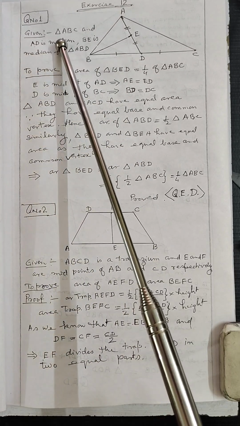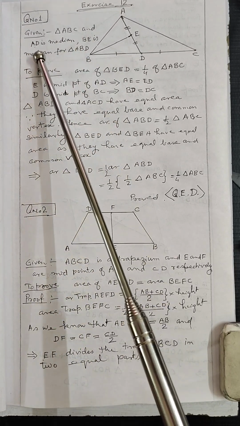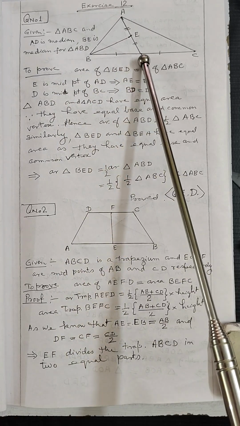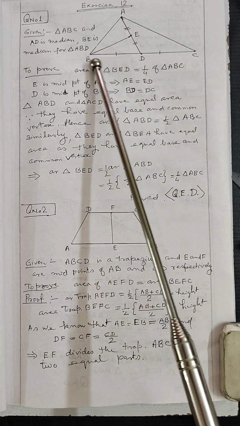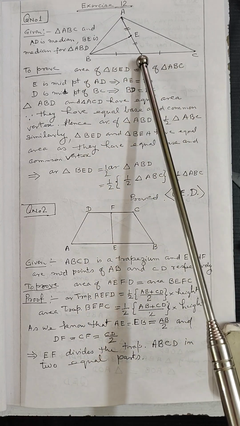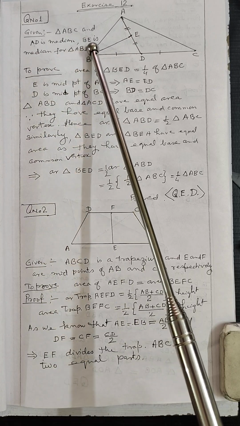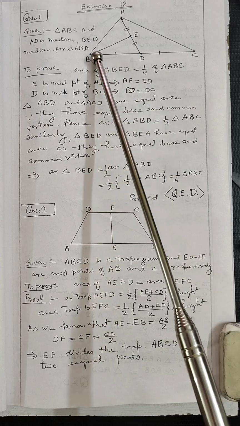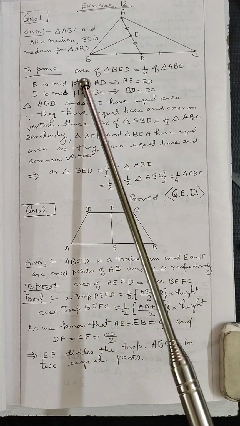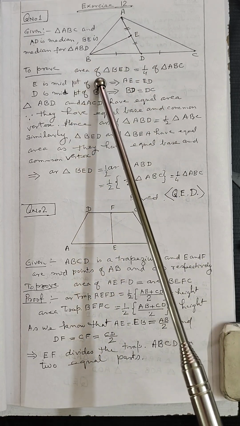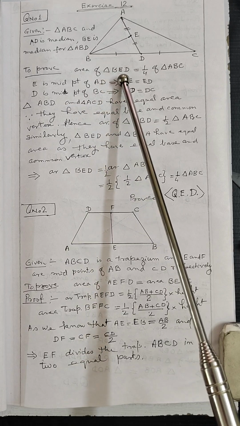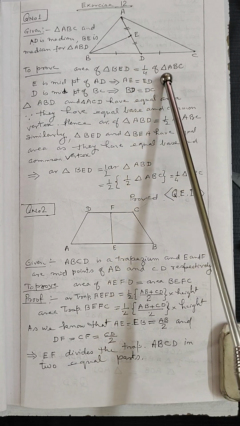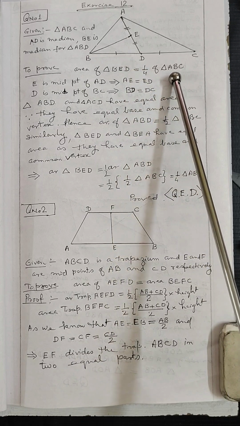देखिए, क्वेश्चन नंबर 1, given a triangle ABC, AD is the median. ये जो AD है, this is median. It means that D divides the BC in two equal parts, that is BD is equal to CD. BE is the median for ABD. अब ABD ट्राइंगल के लिए क्या है? BE जो है एक मीडियन है. We have to prove that the area of BED is equal to 1 by 4 of the area of triangle ABC.